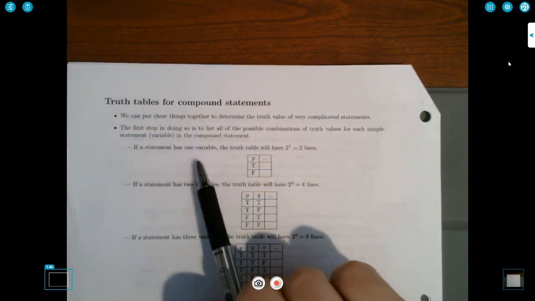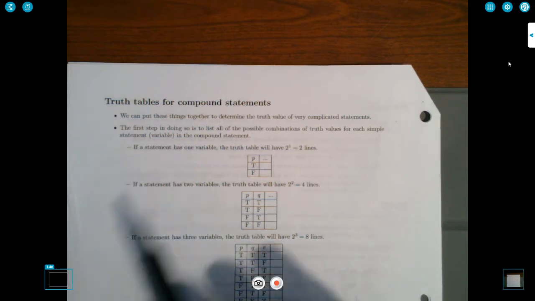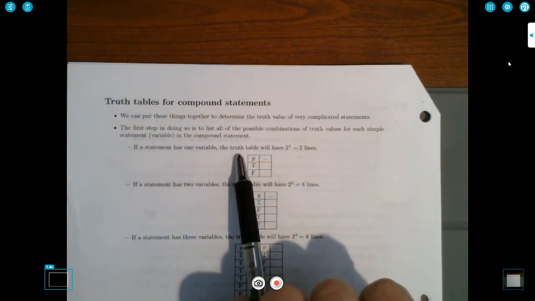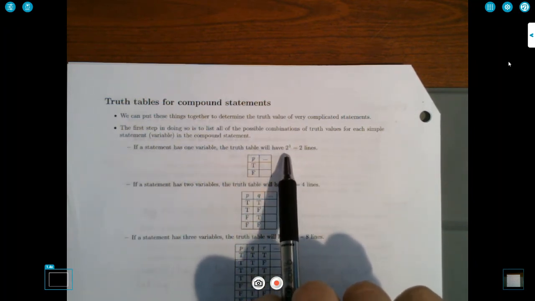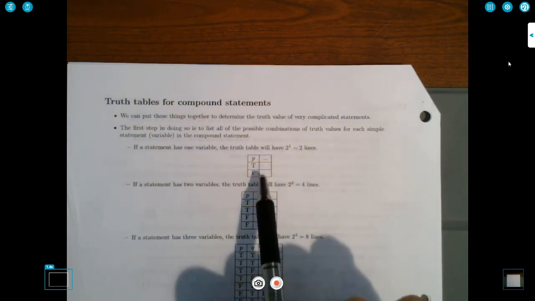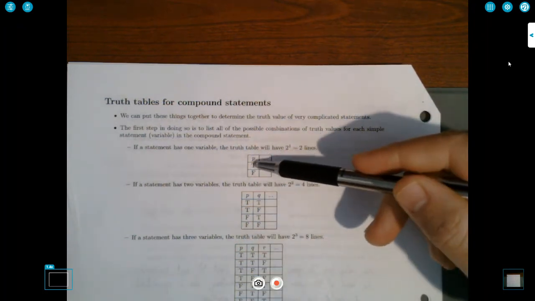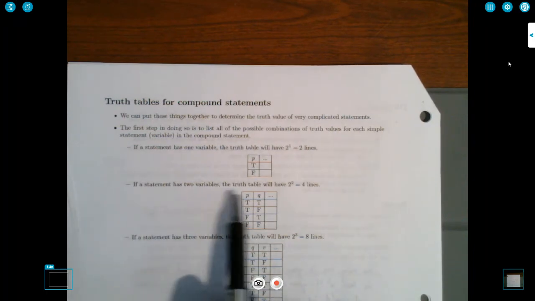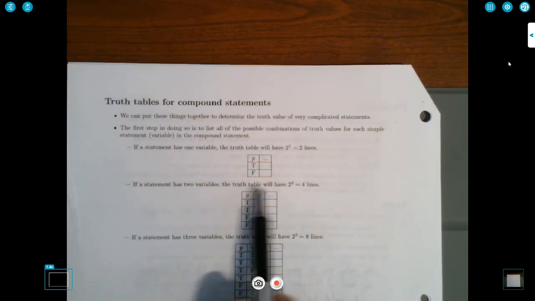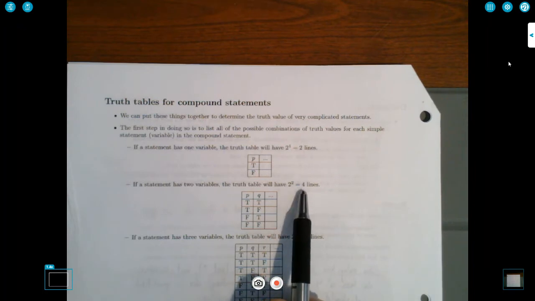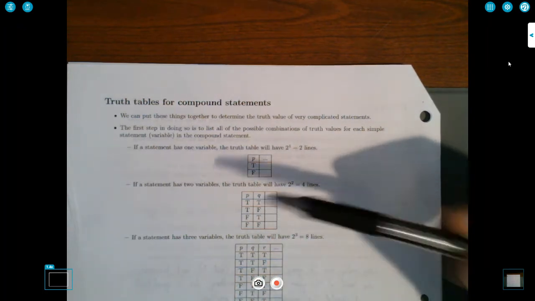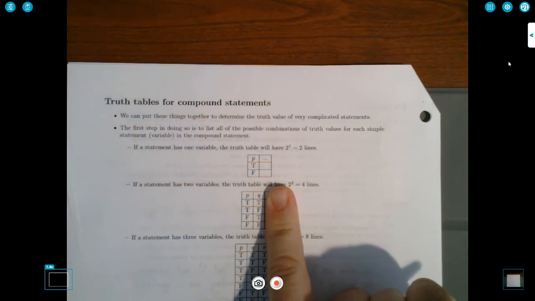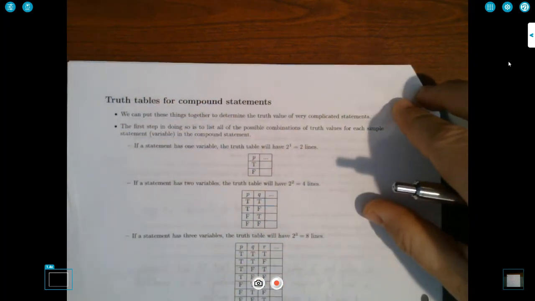So if the statement has one variable, so if it's just a simple statement, then the truth table will have 2 to the first power lines. So 2 lines, right? So if it's just P, then it's going to have true or false. If the statement has 2 variables, P and Q, then the truth table will have 2 squared, right? So in other words, 4 lines, right? And we've seen this several times already, okay? What if the statement has 3 variables? We'll call them P, Q, and R.